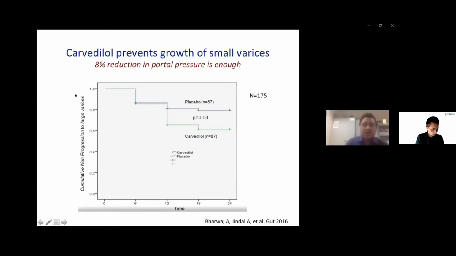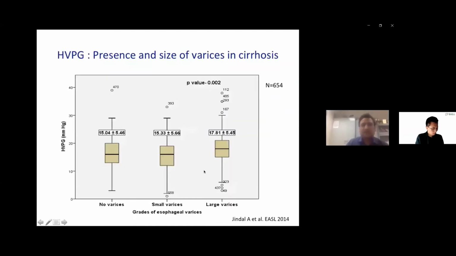We have shown in our previous paper in Gut 2016 that carvedilol prevents the growth of small varices. We included patients with liver cirrhosis, mainly compensated cirrhosis, with small varices, and carvedilol was more effective as compared to placebo in reducing the growth of varices from small to large varices. We have shown that an 8% reduction of portal pressure is enough to prevent the growth of varices.